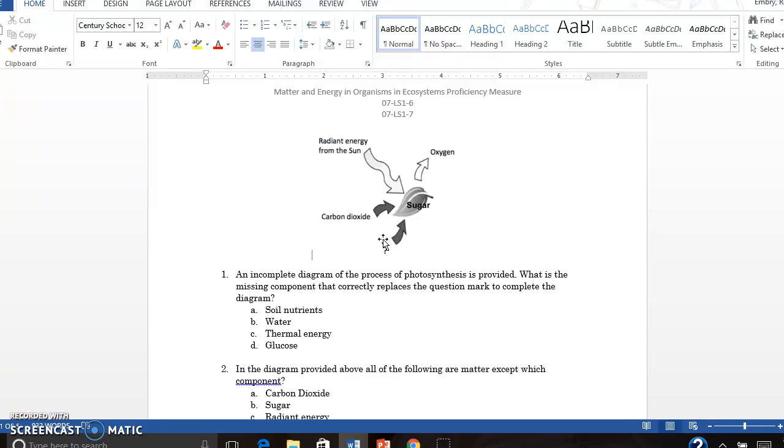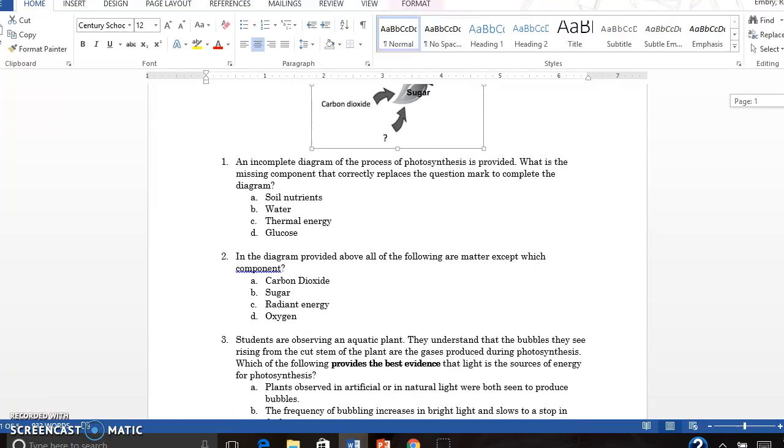Well, obviously you're needing something that is matter, which is an input, which you already have radiant energy from the sun. You have carbon dioxide, so what is missing here is water, right? Because photosynthesis involves carbon dioxide and water with the help of radiant energy to produce glucose, which is a sugar, and oxygen, which is a gas that consumers use.